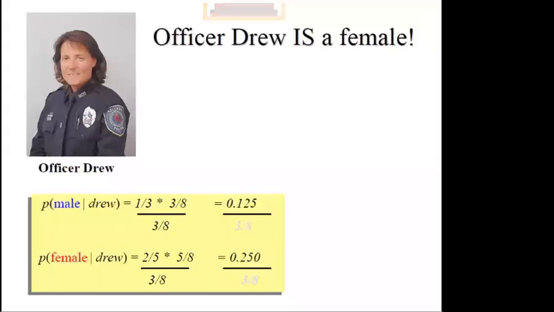Based on Bayes theorem, we have found the probability of Drew being female is 0.250, which is greater than the male probability. So we can say that this officer is female.